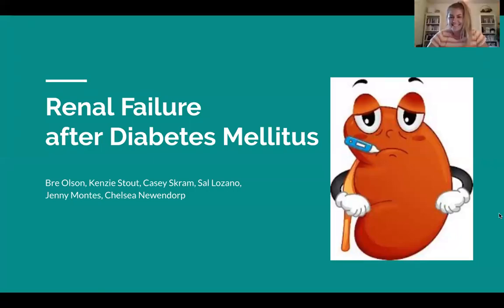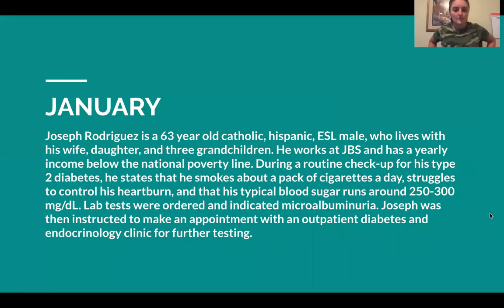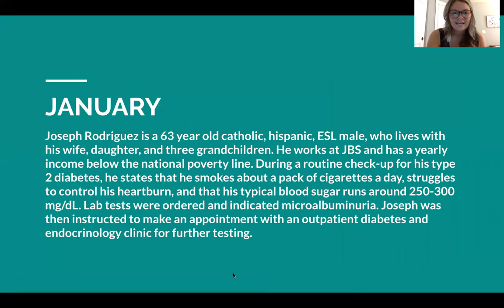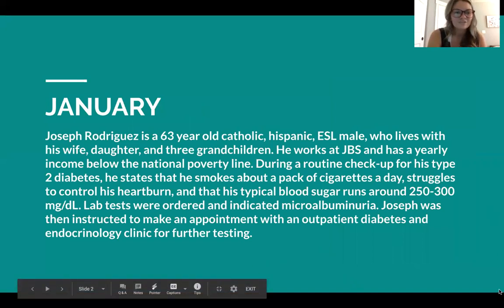So we did renal failure after diabetes. The patient we are working with, his name is Joseph Rodriguez. He's a 63-year-old Catholic, Hispanic, English second language male who lives with his wife, daughter, and 3 grandchildren. He works at GBS and has a yearly income below the national poverty line.